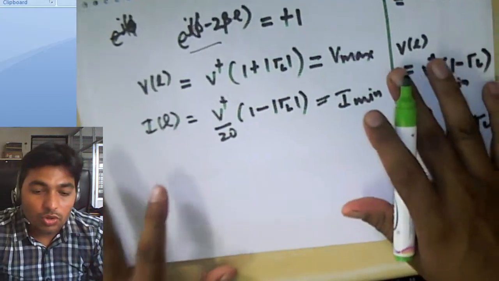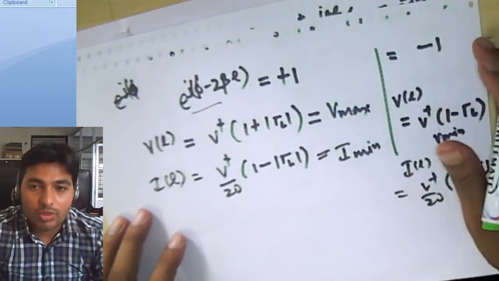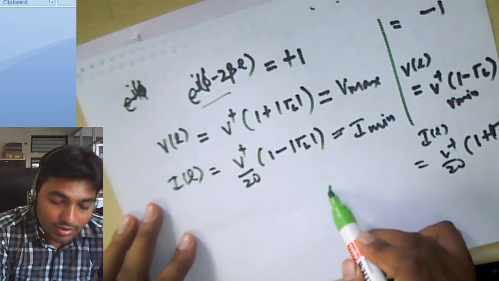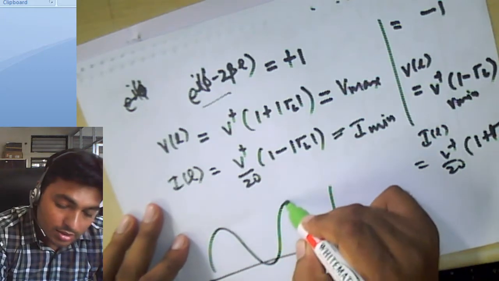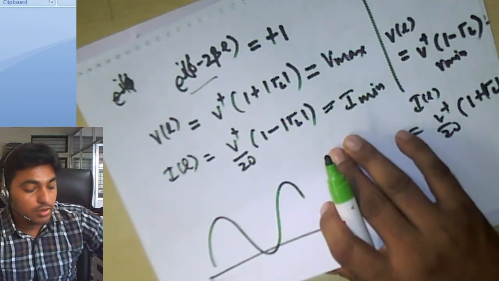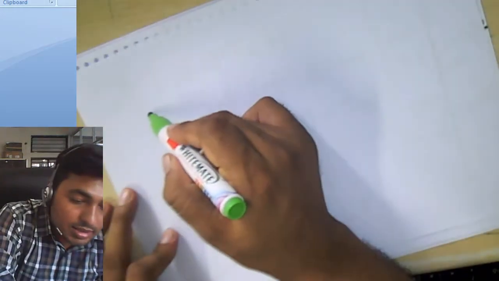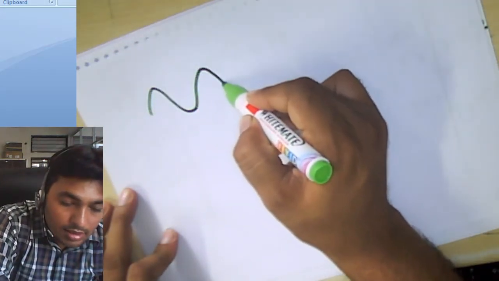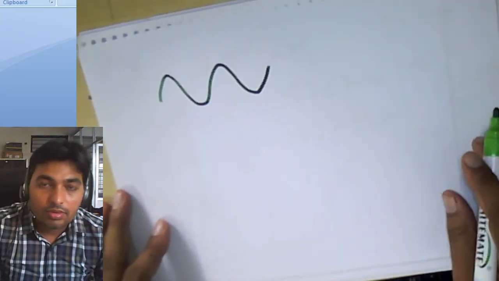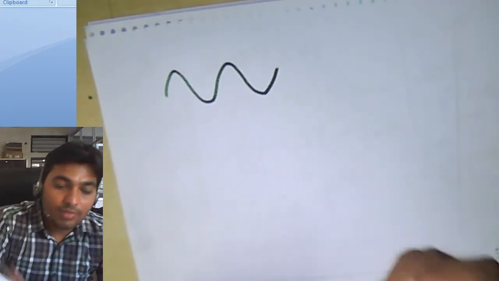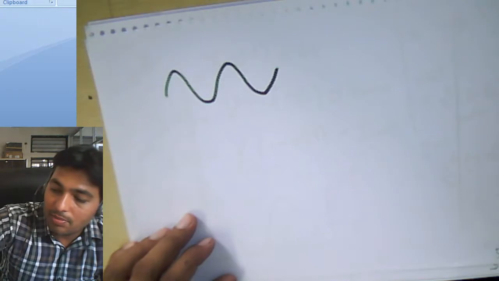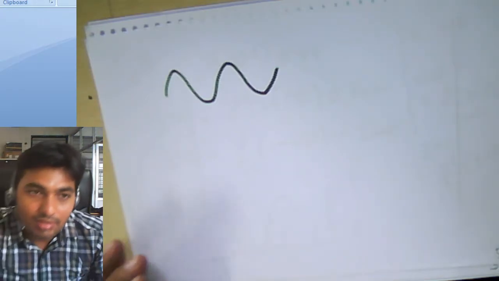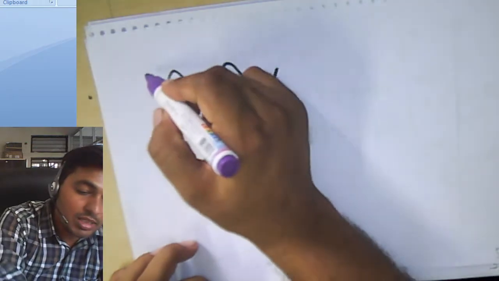So when we draw a voltage and current waveform on a transmission line, let's say this is our load end and this is the voltage. Let me draw a good picture. This is the voltage on a transmission line. Whenever there will be voltage maxima, then current will be minimum, and whenever there will be current minimum, voltage will be maximum.